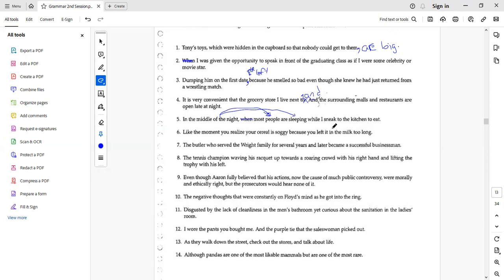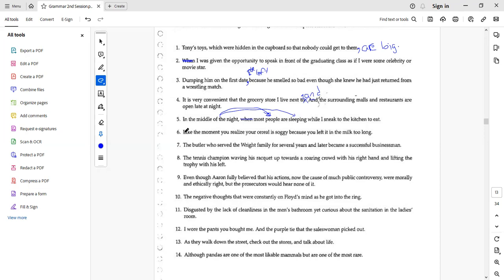Number 6, Yusuf. We cancel because. Let me find. Like the moment you realize your cereal is soggy because you left it in the milk too long. Like the moment you realize your cereal is soggy. No, that won't work, Yusuf.